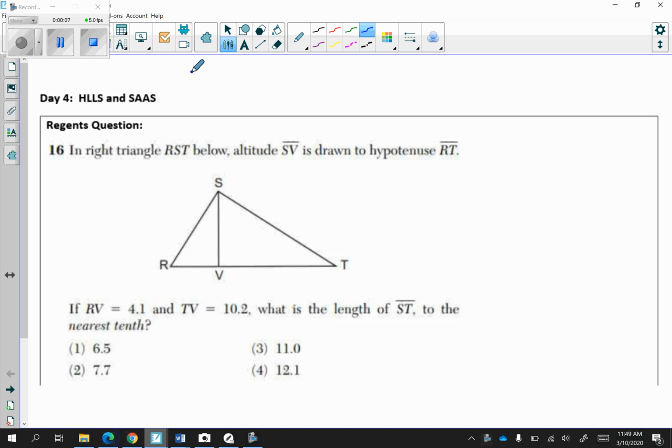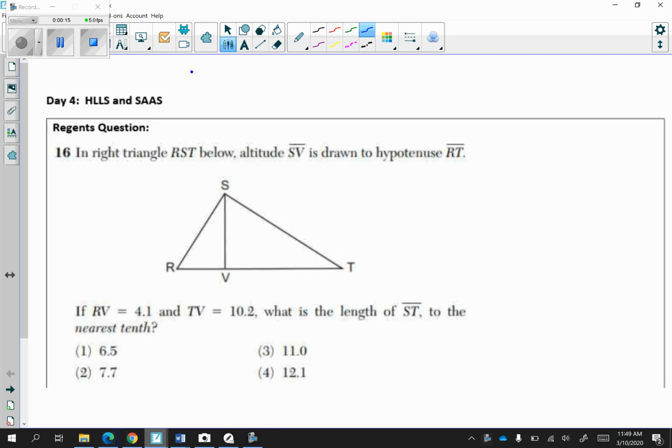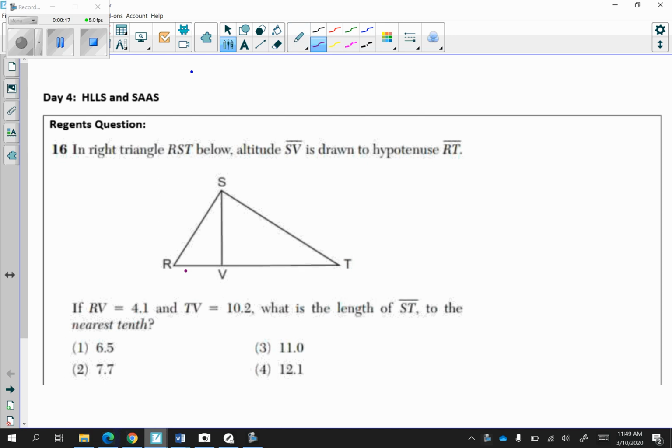Here's the first question. In a right triangle RST below, altitude SV is drawn to hypotenuse RT. If RV is 4.1, let's write it in, and TV is 10.2, what is the length of ST to the nearest tenth? So I'm going to put an X at ST.